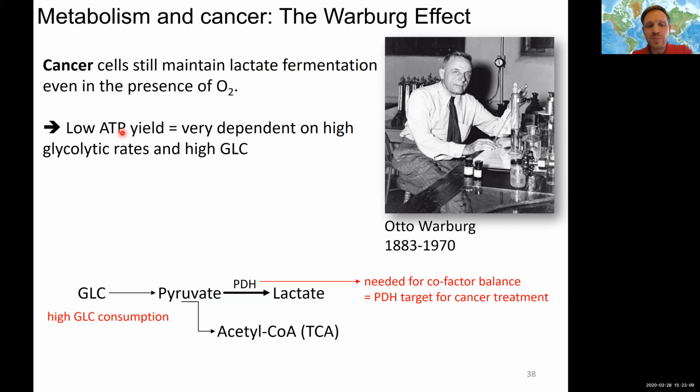One example here is your PDH, right? Your reaction from pyruvate to lactate requires NAD and NADH. So if you are really dependent on high glucose and high glycolysis and high ATP yields, you have a high demand on your PDH reaction, which makes you very sensitive to losing cofactor balance. And so there's quite a bit of research out there on actually targeting this cofactor balance and the high glucose dependency of these pathways for cancer treatment.